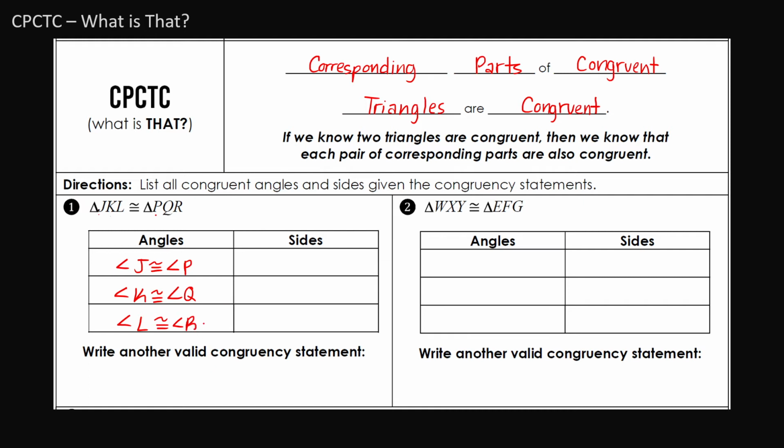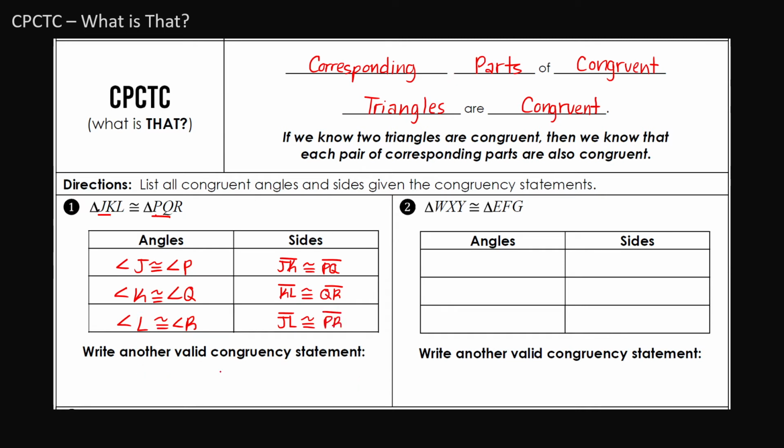For the sides, again, sides have to be written in the same order as well. So let's start out with JK. Segment JK is congruent to segment PQ. Segment KL, so the second and the third letter in the first triangle should be congruent to the second and the third letter in the second triangle. So QR. And then let's do the first letter and the third letter. So JL should be congruent to PR in the second triangle.